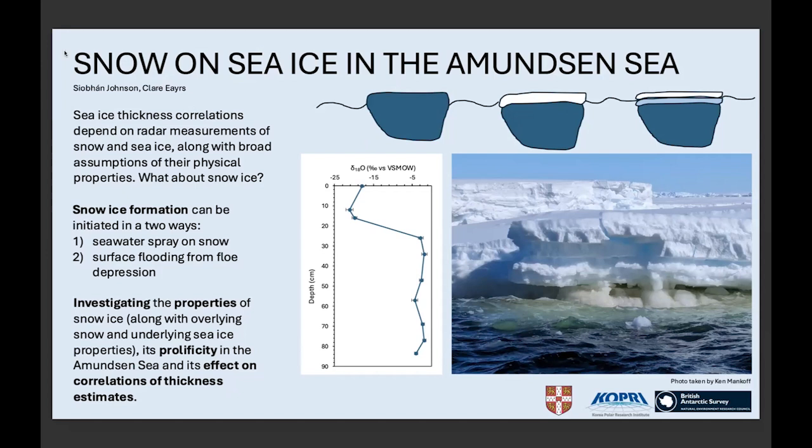But as I said, the physical properties of snow ice are completely neglected in sea ice thickness correlations. So this project will be investigating the properties of snow ice along with the overlying snow and the underlying sea ice, trying to understand the extent of snow ice in the Amundsen Sea, and then trying to relate that to thickness estimates and incorporate those into correlations.